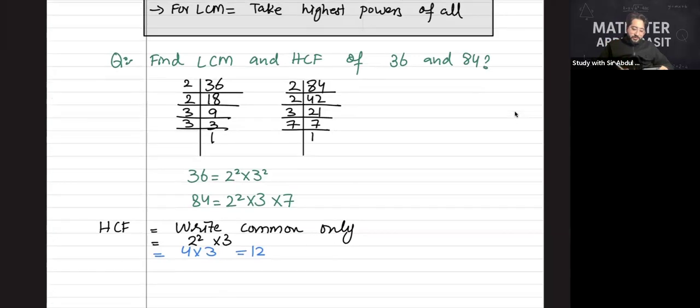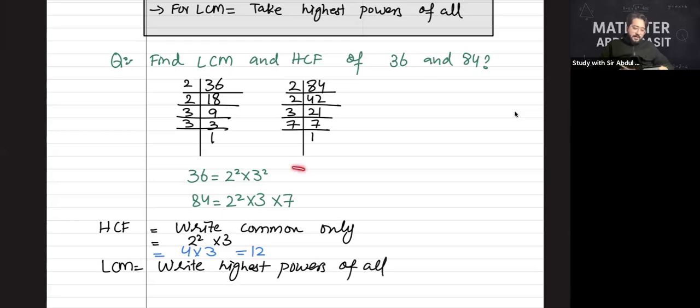Okay, and now we are proceeding towards the LCM. So LCM is what? Write the highest powers of all. Guys, just see this. I have 2, 3, and 7 in both of them, so I'm going to write here. I can see one thing very clearly: I have 2, 3, and 7 available in both prime factorizations. So I'm writing 2, 3, and 7. The highest power of 2 in both cases is 2 square. The highest power of 3 is 3 square. And the highest power of 7 is 7 itself. It means that this is my answer.